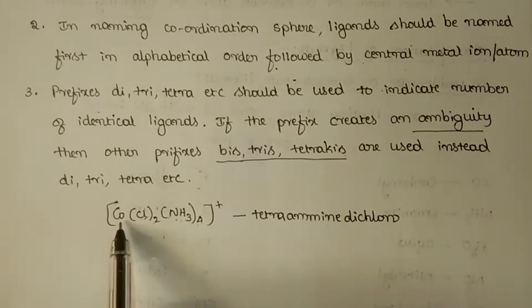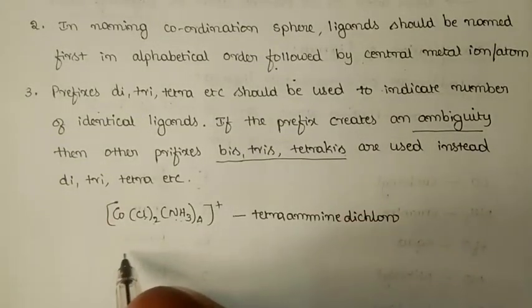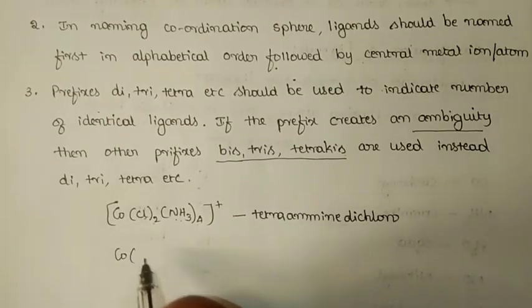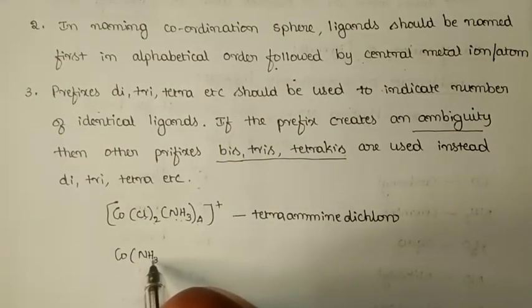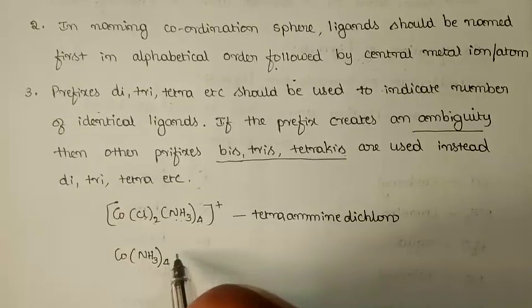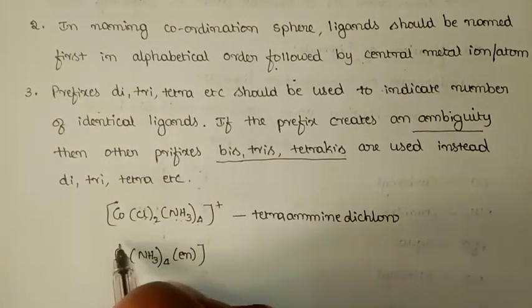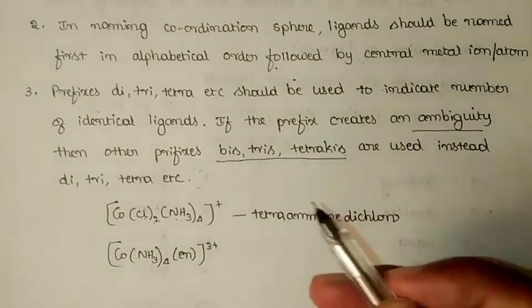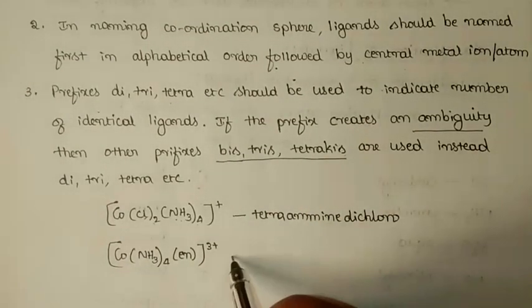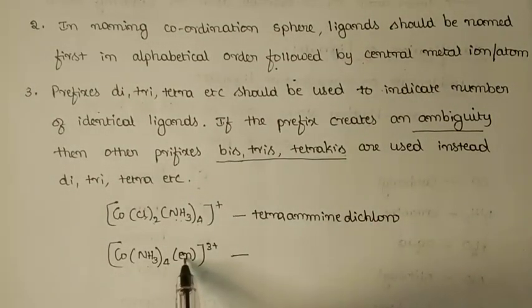Thereafter, we have to go with the name of the central metal ion. Okay, so we can give one more example, like Co(NH3)4 and en. So here we will be having 3 plus, once again a complex cation. Here again we are having two ligands. One is amine, that is a monodentate ligand, and the other one is en, that is ethylenediamine, which is a bidentate ligand.